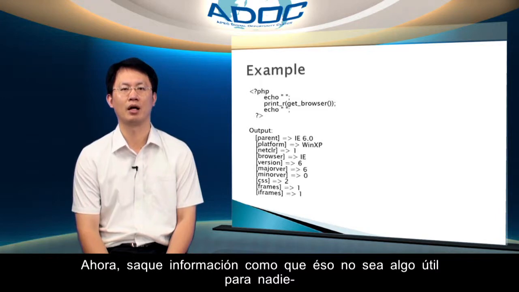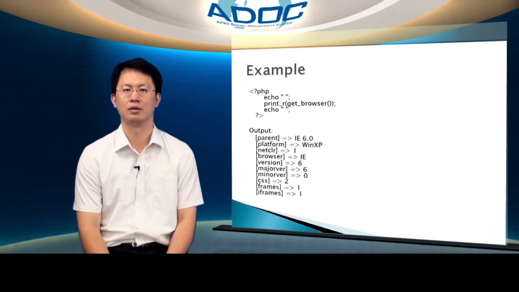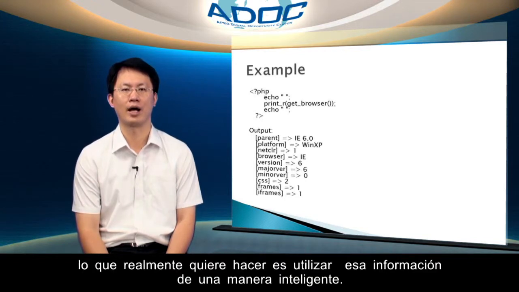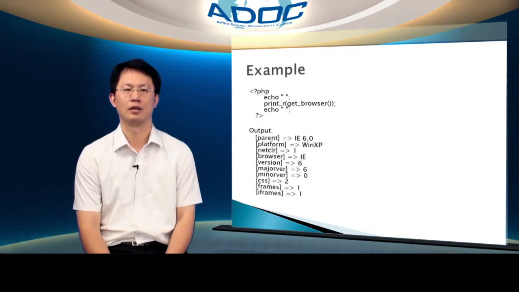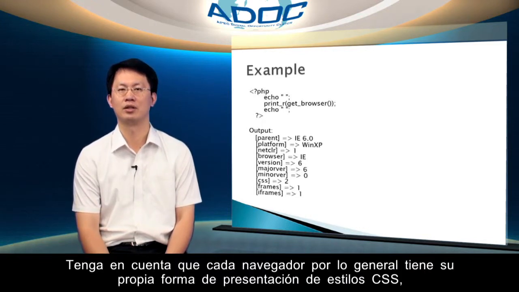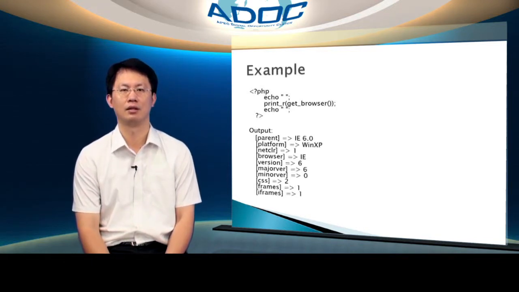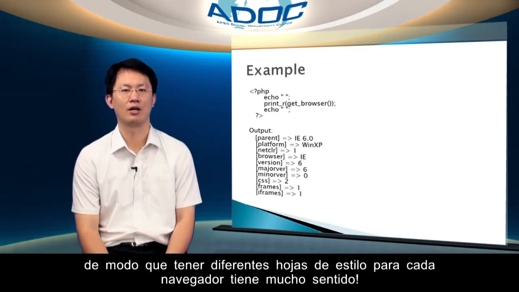Now, just dumping out information like that is no use to anyone. What you really want to do is to actually use that information in a smart way. For example, we could use it to load a custom CSS file for the various browsers out there. Keep in mind that each browser usually has its own way of rendering CSS styles. So having different style sheets for each browser makes a lot of sense.